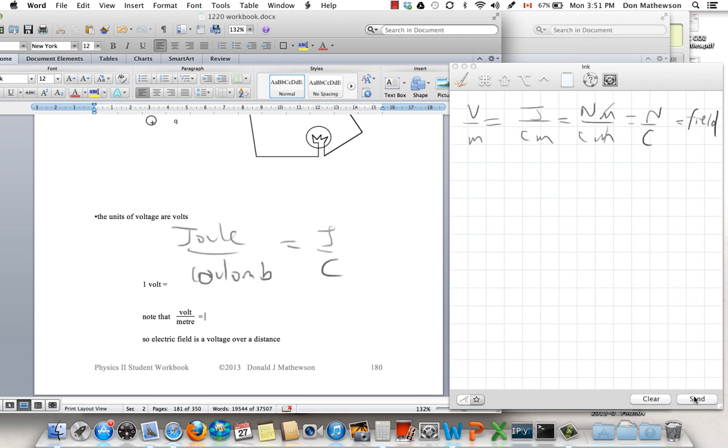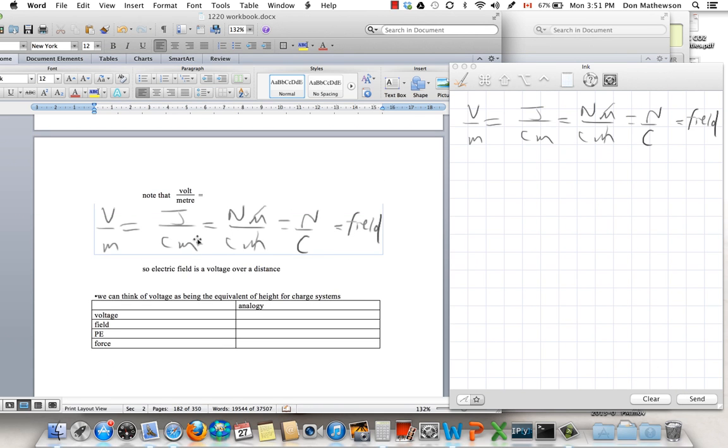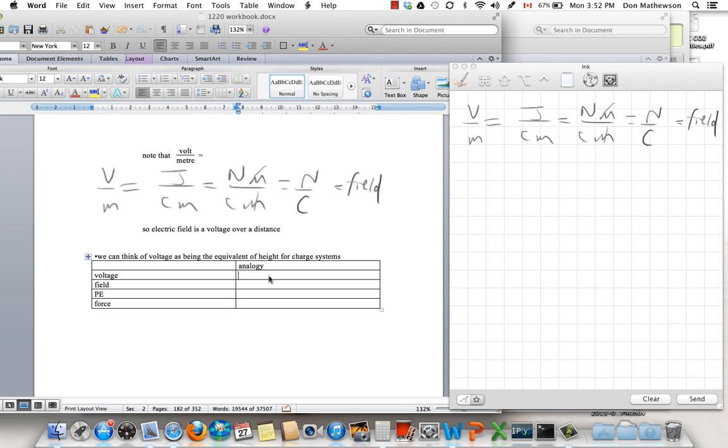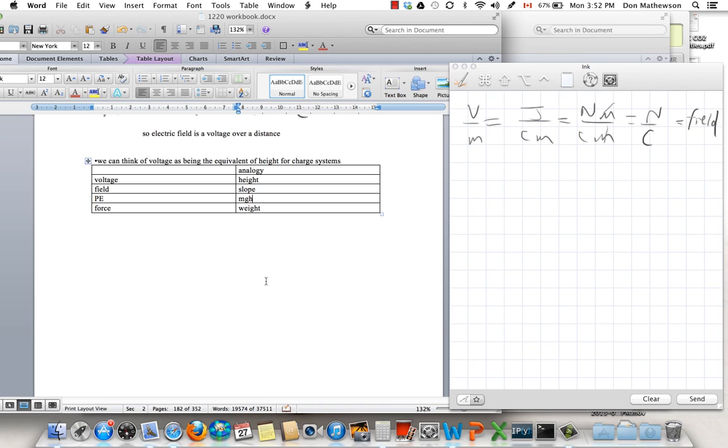So as we saw already, the electric field, say for parallel plates, is the voltage over the plate separation. So volts per meter is a good unit of electric field. Now, a gravitational analogy is helpful. Voltage is like the height of a mountain. Field is like the slope of a mountain. Obviously, force is like the weight, and potential energy is just like mgh. So with electrostatics, there's a gravitational analogy.